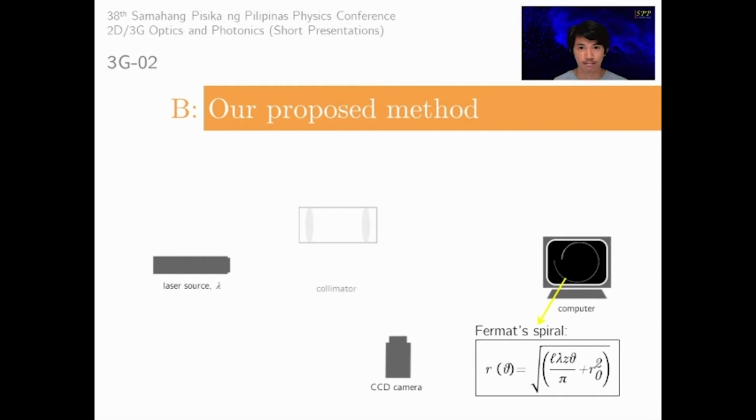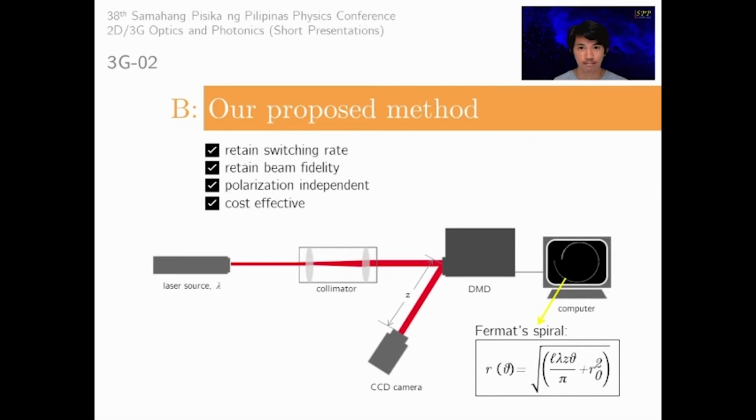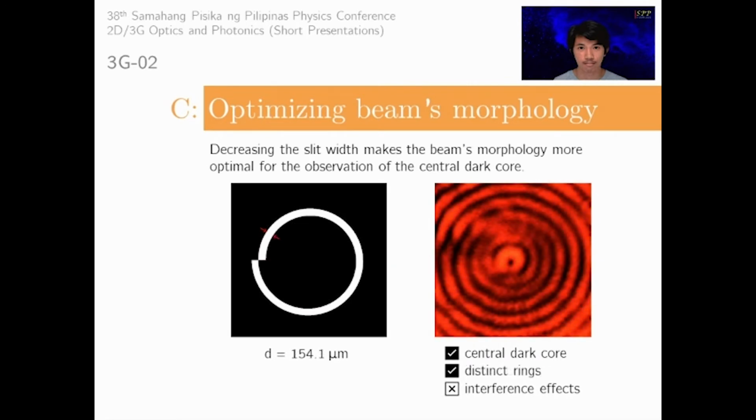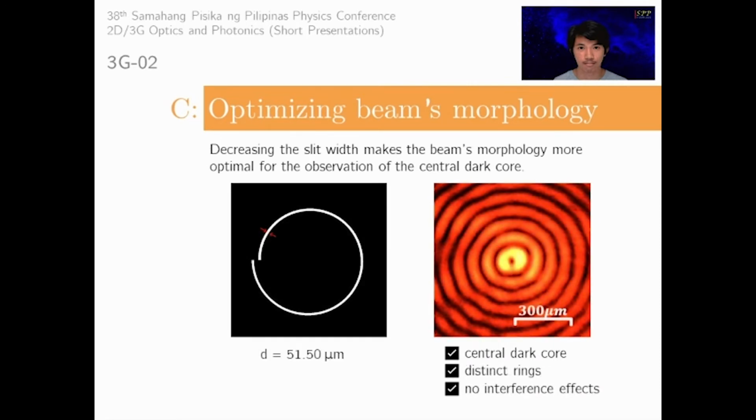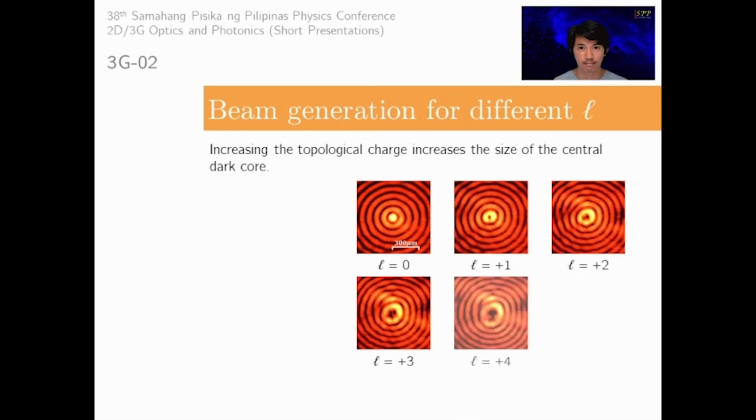Instead of an SLM, we use a digital micromirror device, or DMD, as our spiral slit, retaining switching rate and beam fidelity while being cost effective. Like an SLM, we can also adjust the spiral slit's width and extent through the DMD. The spiral width is adjusted to optimize the morphology of the transverse profile of the beam, minimizing the contribution of the geometric waves and so the effects of interference. Then, we adjust the spiral slit's extent to generate hubs for a specific range of L.